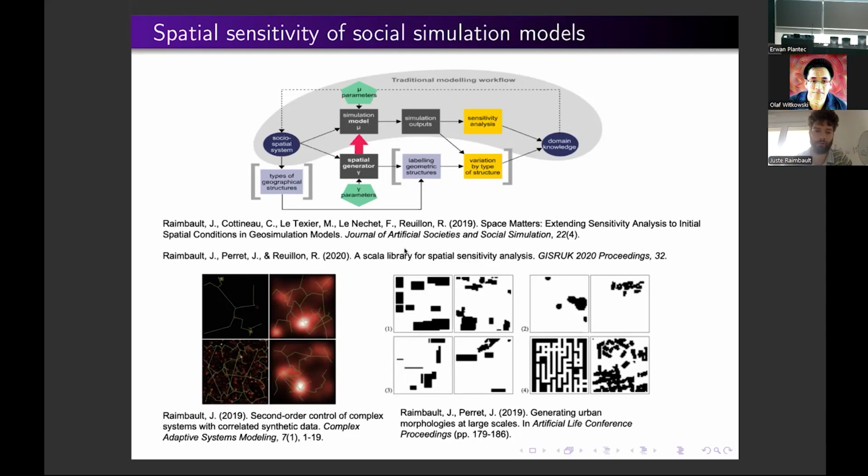So we proposed some tools, in particular a library in Scala to generate this kind of configuration. And I also presented in 2019 an example where we were able to generate urban morphologies with very different properties, in this case at a large scale. And then the difficult thing is, depending on the type of spatial context and the scale and so on, you have many potential generators of spatial context.